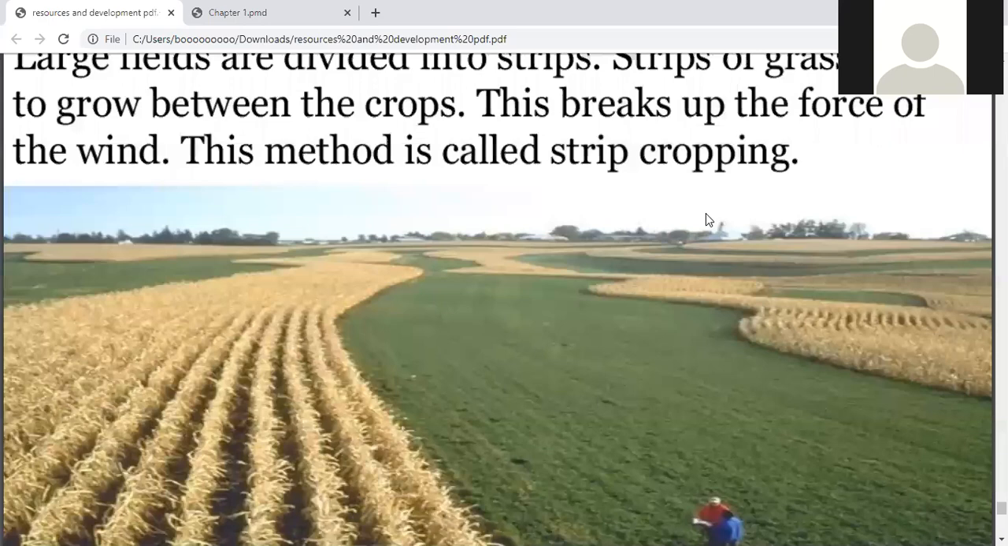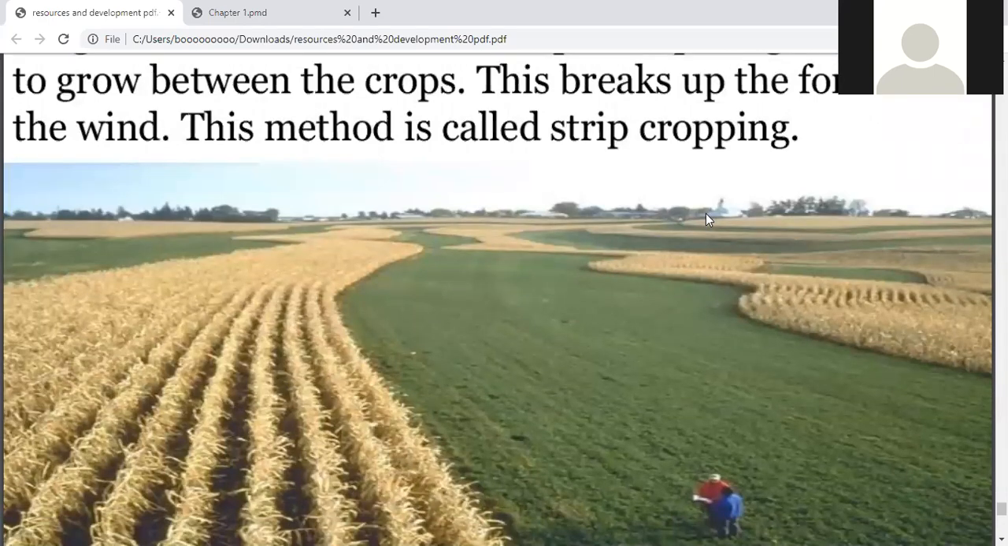Have you seen the picture? Great picture. Grasses are there, and between these grasses, crops are there. These grasses are protecting the soil. So the soil of these areas will be protected with the help of grasses, and there is no wind erosion or running water to disrupt the cultivation of soil.